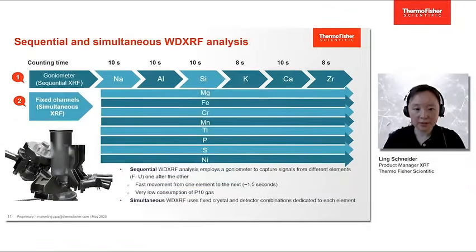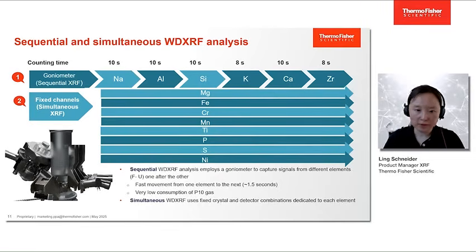In addition to the simultaneous configuration, it is also possible to combine the goniometer with the fixed channels to enable the sequential analysis. The sequential XRF employs a goniometer to capture signals from different elements one after the other. With our GLIS technology, the movement from one element to the next is very fast, around only 1.5 seconds. In this example, we have 6 elements associated with the goniometer and 8 elements associated with the fixed channels.